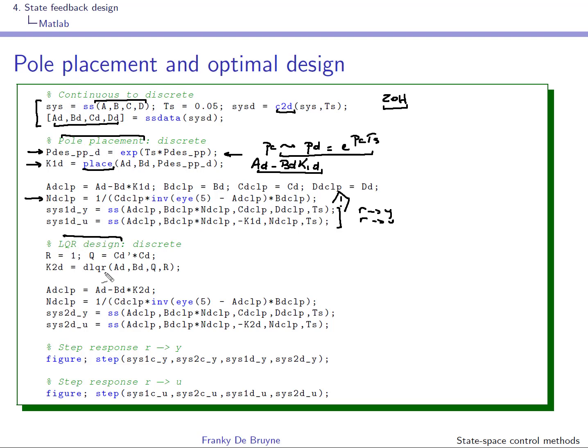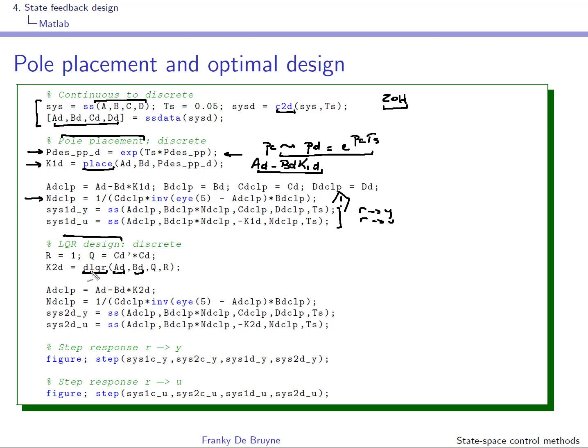You replace LQR by DLQR. R and Q stay the same. Of course, that Q here is C transpose C, but the C in discrete time, the output equation, is exactly the same as the one in continuous time design. So R and Q stay the same. Of course, A and B are different.